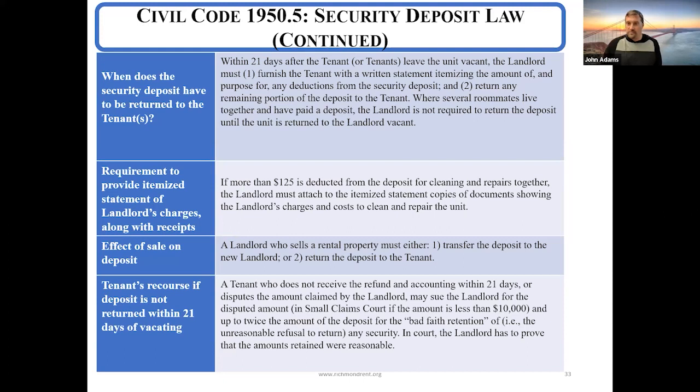For any issues about the security deposit return, the tenant may take the landlord to small claims court.